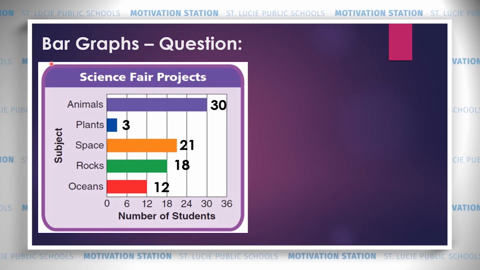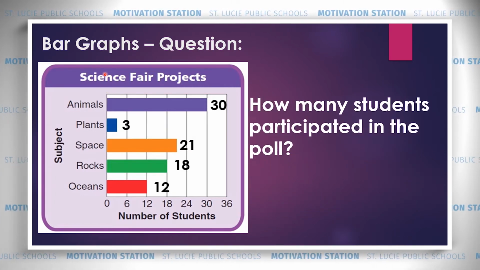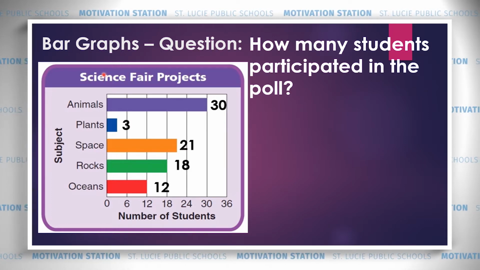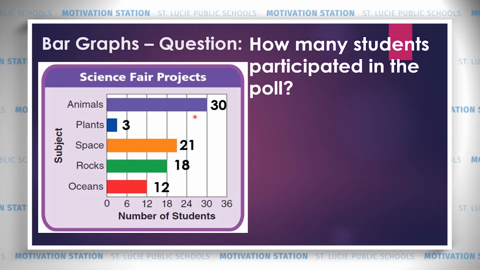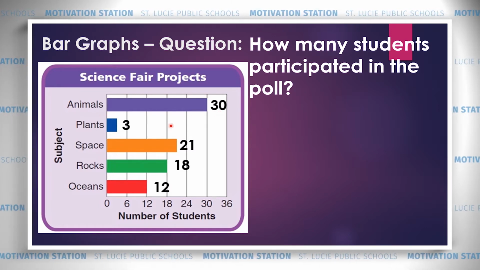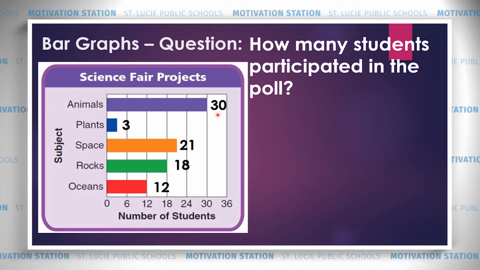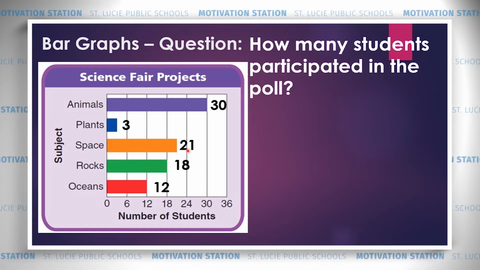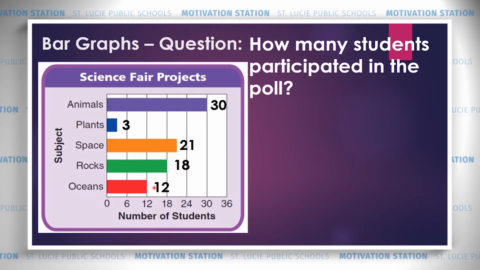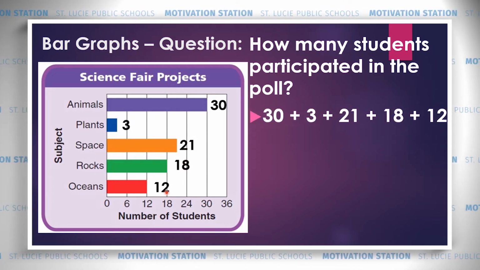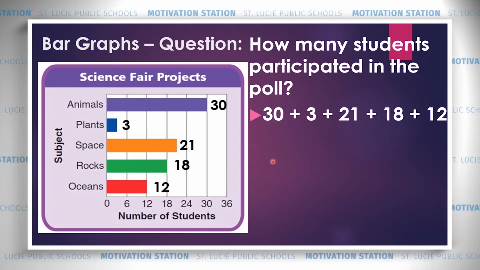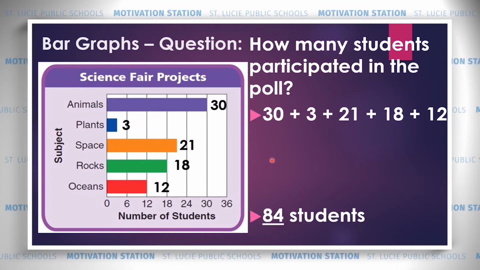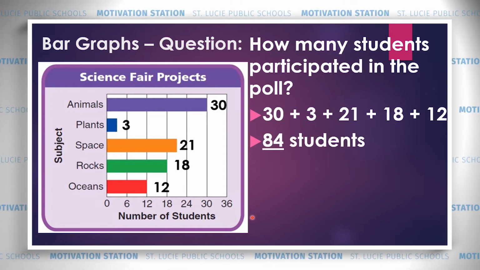So using this bar graph, Science Fair Projects, we're going to ask how many students participated in the poll. Well, we would just add up each category. Animals has 30, plus plants has 3, plus space has 21, plus rocks is 18, plus oceans is 12. 30 plus 3 plus 21 plus 18 plus 12, and I would need scrap paper to do this, is 84 students.